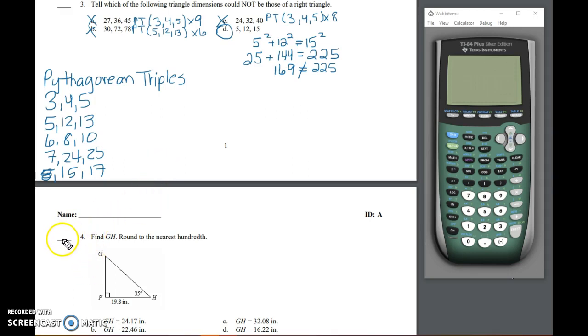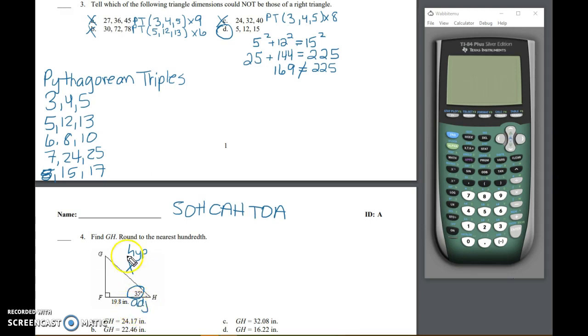Okay, coming down here to number 4, it says find GH. So we're going back to our trig. So we're going to need that SOHCAHTOA again. SOHCAHTOA. And I want to find GH, so this is the side I'm trying to find. That's my hypotenuse, so I do need that side labeled. Here's theta. I don't have anything over here, so I'm not going to use it. But I do have 19.8, and that's my adjacent side.